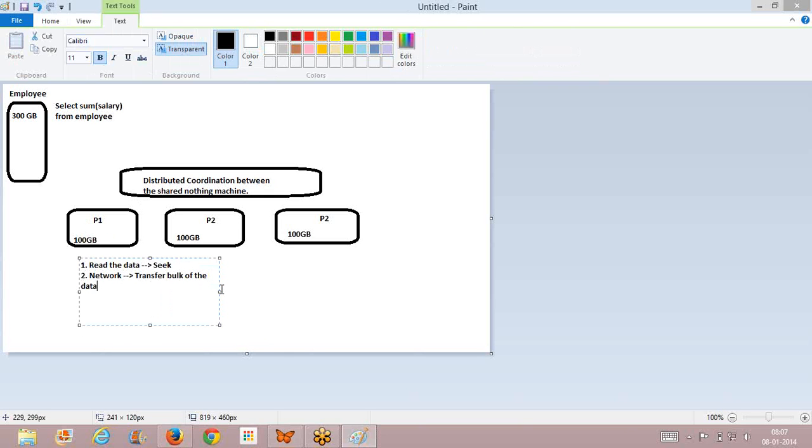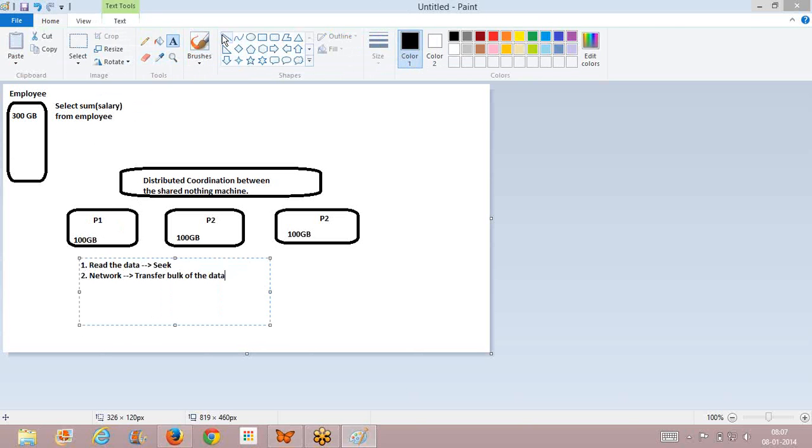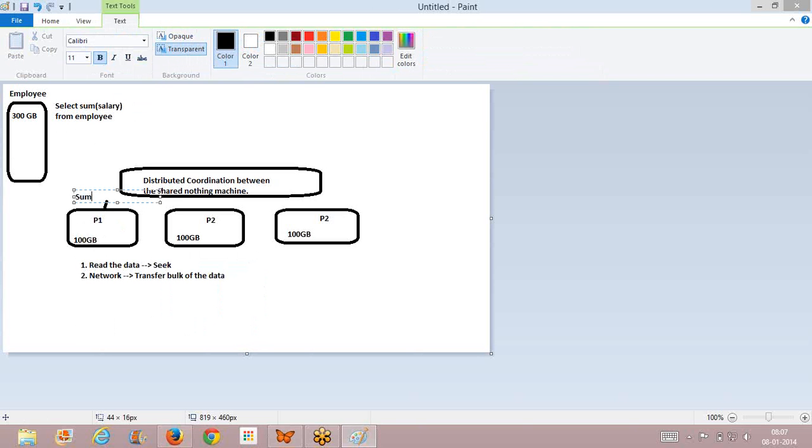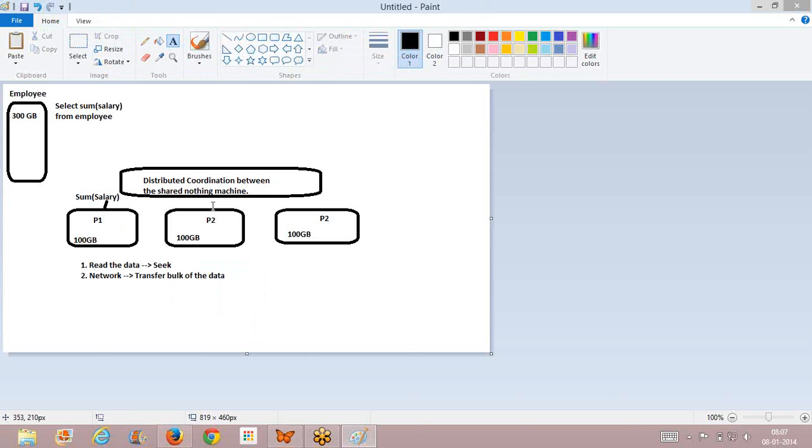Now, in this case, select sum of the salary. An employee may have 1000 fields, but we are only interested in one field. We can do a local reduction of adding up all the salary. So only one attribute will come out from this machine. Correct? This is the sum of the salary from this machine, sum of salary from this machine. Similarly, sum of salary will come from this machine. And that will be a very small byte.